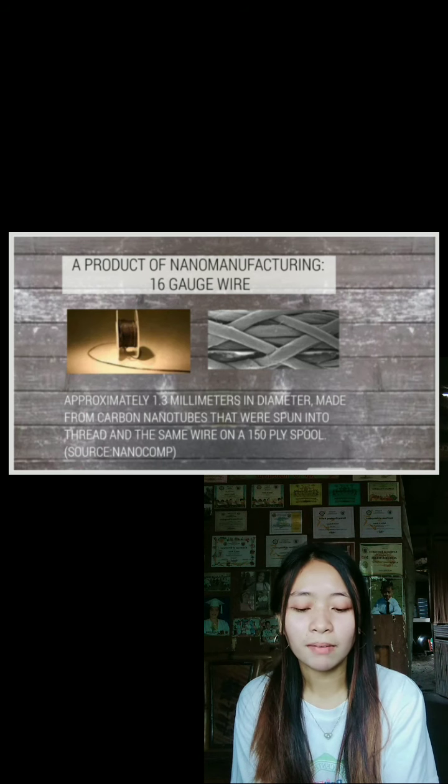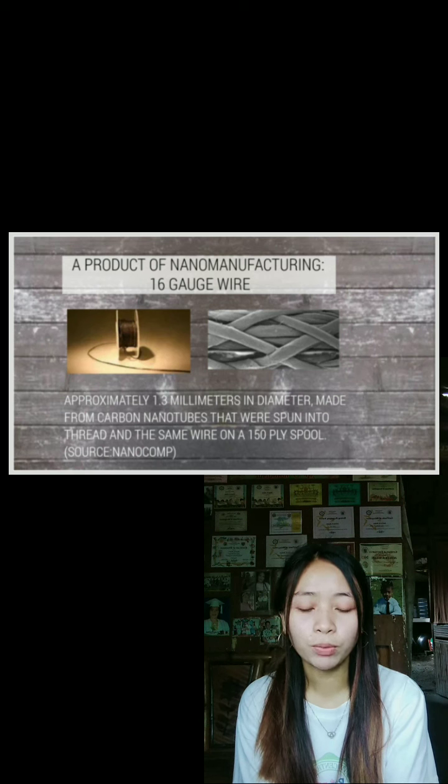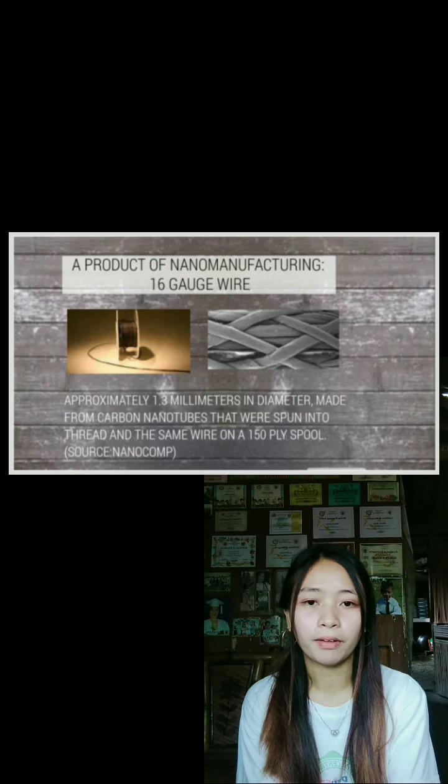And so let us come now to the product of nanomanufacturing: a 16-gauge wire, approximately 1.3 millimeters in diameter, made from carbon nanotubes that were spun into thread and the same wire on a 150 ply spool. Source: Nanocamp.